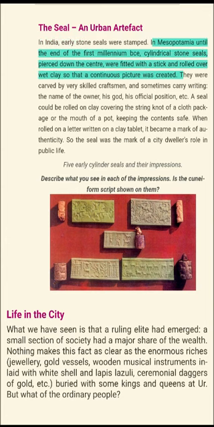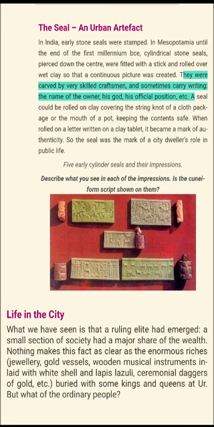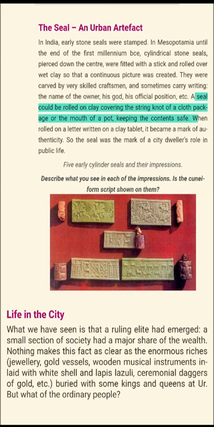In India, early stone seals were stamped. In Mesopotamia until the end of the first millennium BCE, cylindrical stone seals, pierced down the center, were rolled on wet clay so that a continuous picture was created. They were carved by very skilled craftsmen, and sometimes carry writing, the name of the owner, his god, his official position, etc.